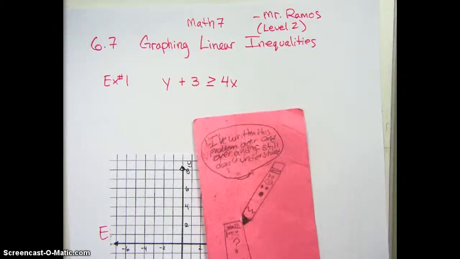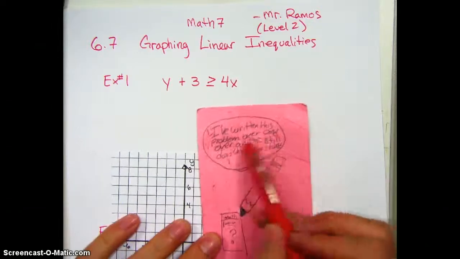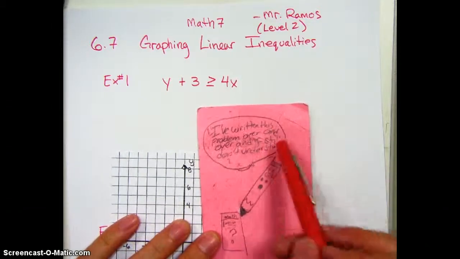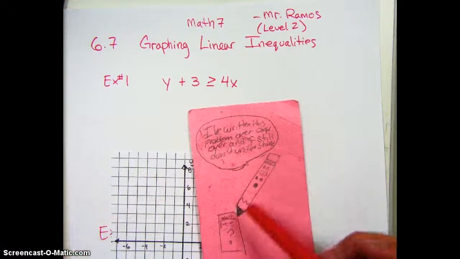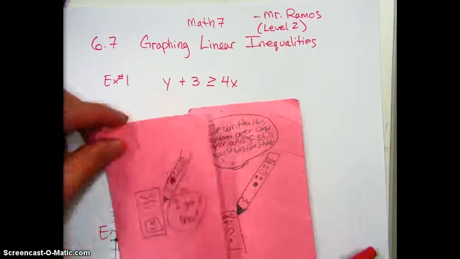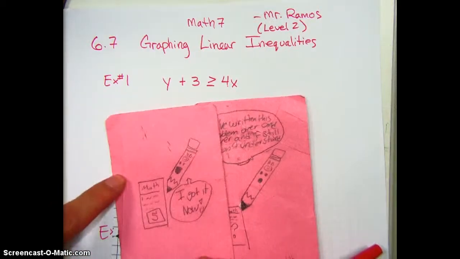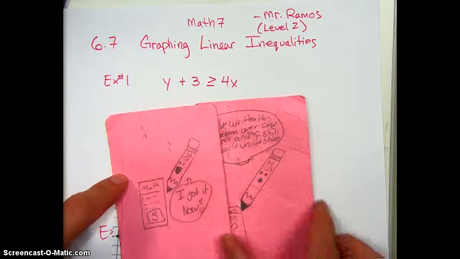All right, so this is the second level, level 2 for 6.7 graphing linear inequalities. So once again, if you feel like this pencil, if you've written this problem over and over and you still don't understand, hopefully by the end you'll feel a little bit better and you'll say, I got it now. Maybe you scream it, I don't know, we'll see.